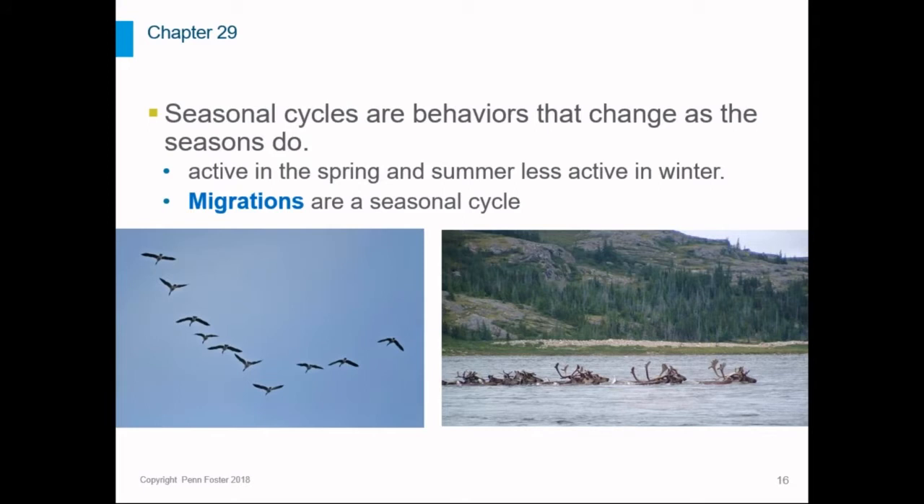Seasonal cycles are behaviors that change as the seasons do. So, in parts of the world with winter, many animals are active in the spring and summer, store up food reserves in the summer and fall, and become less active in winter. Migrations are also a seasonal cycle. Many species migrate seasonally to take advantage of better feeding grounds at different times of year, raise their young in a special location, or avoid frozen weather. So we're probably familiar with geese migrating, flying in a V. They go south for the winter and then north in the summer. But there's a lot of mammals that migrate too. Big herds of animals like these caribou, they'll migrate from place to place.